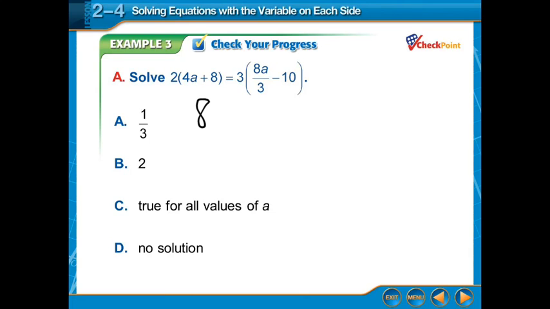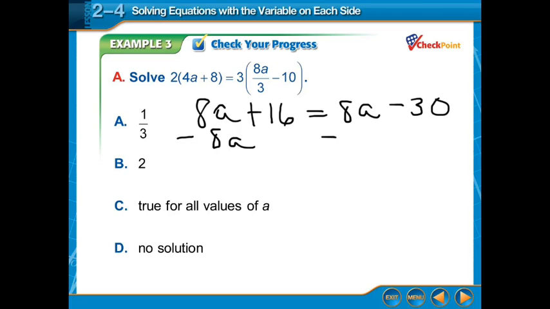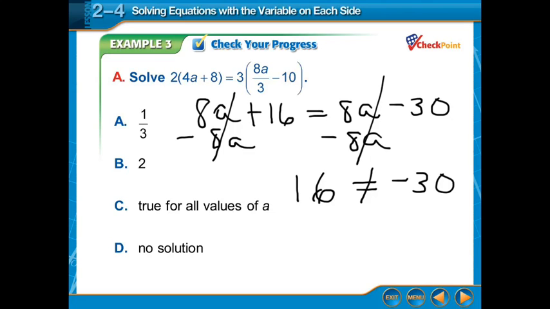So I will have 8a plus 16 equals 8a minus 30. If I subtract 8a from both sides of the equation, trying to get all my constants on one side and my variables on the other, I'm going to get a false statement because 16 does not equal negative 30. And so in this case, you have no solution.